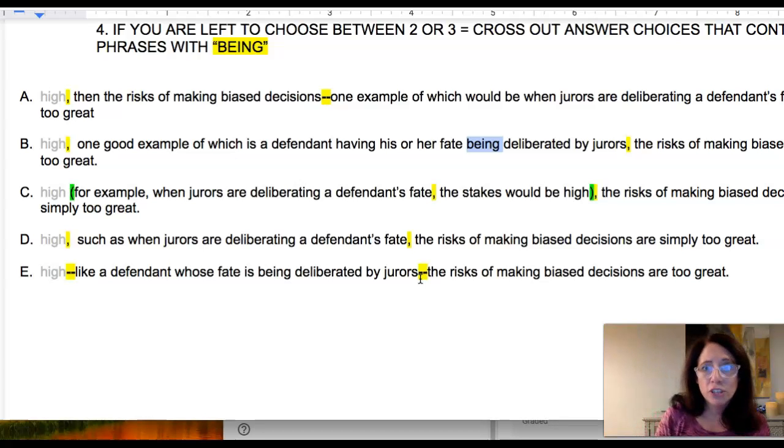It's just way too much. Initially, when I looked at the endings, I thought, oh, E has a better, tighter ending. It doesn't have that simply too great. But then I go back and I look at what comes in between the punctuation. And if I didn't catch the word being, I would have to really study it. But if I remember the strategy that my English teacher taught me with being, that tells me it's passive.